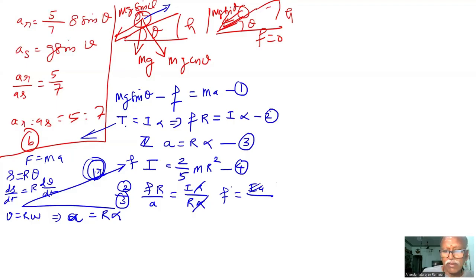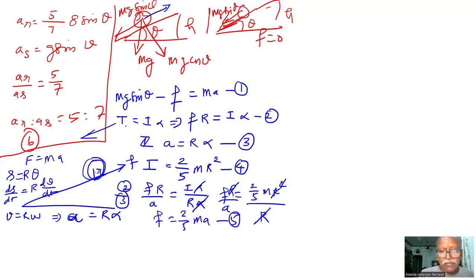Let us substitute into Fr divided by a. We have to substitute I equals 2 by 5 mr square for a sphere. So 2 by 5 mr square divided by R. R square gets cancelled, this R and this R get cancelled. Therefore, we got a new formula: F equals 2 by 5 ma. This is the fifth.